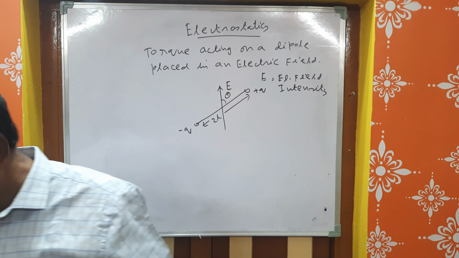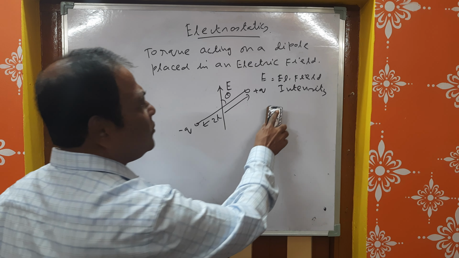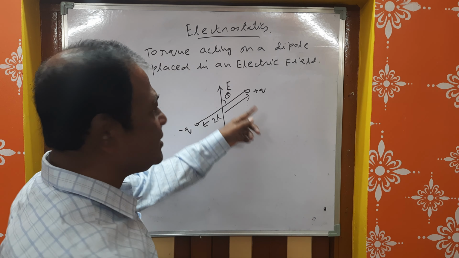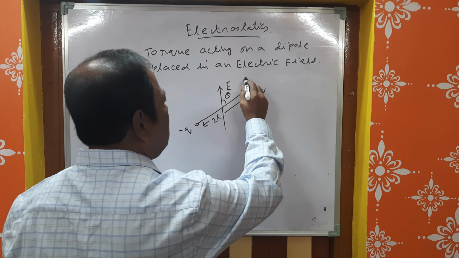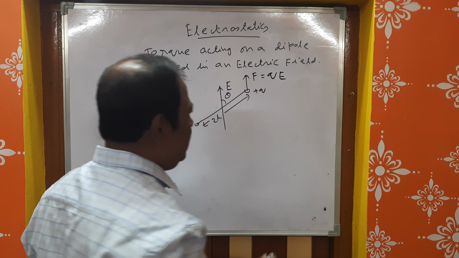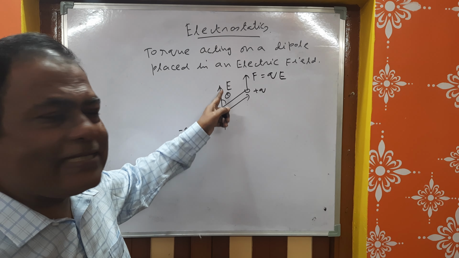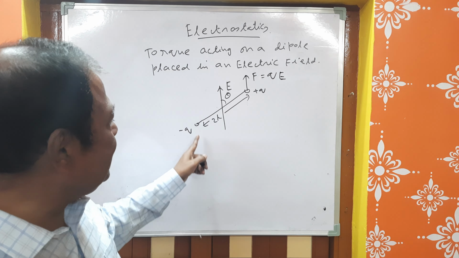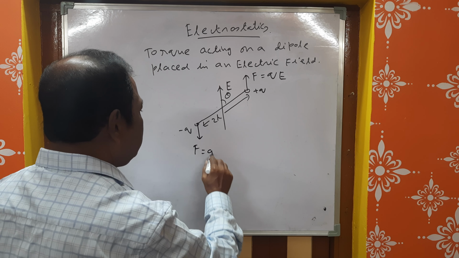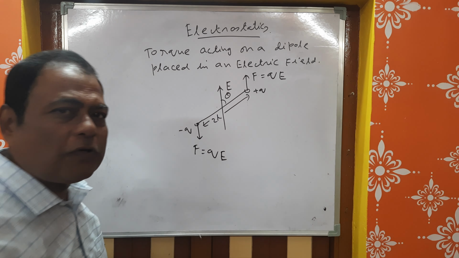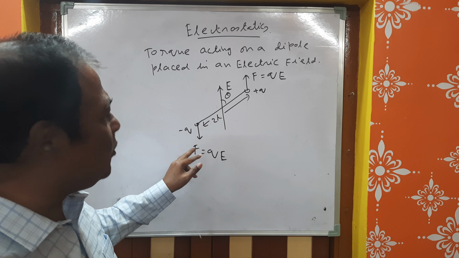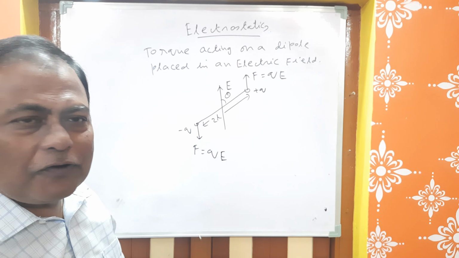Okay. So now, what forces act? This is the plus Q charge, so this force is equal to Q into E, because the electric field is in this direction, so the force is in this direction. And this is the minus Q charge, so that force is equal to Q into E in the opposite direction, because force is a vector quantity. These are two parallel forces.